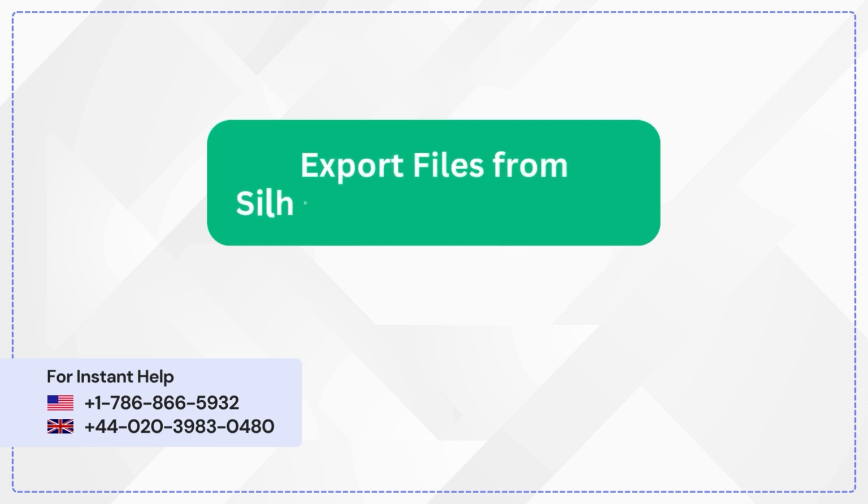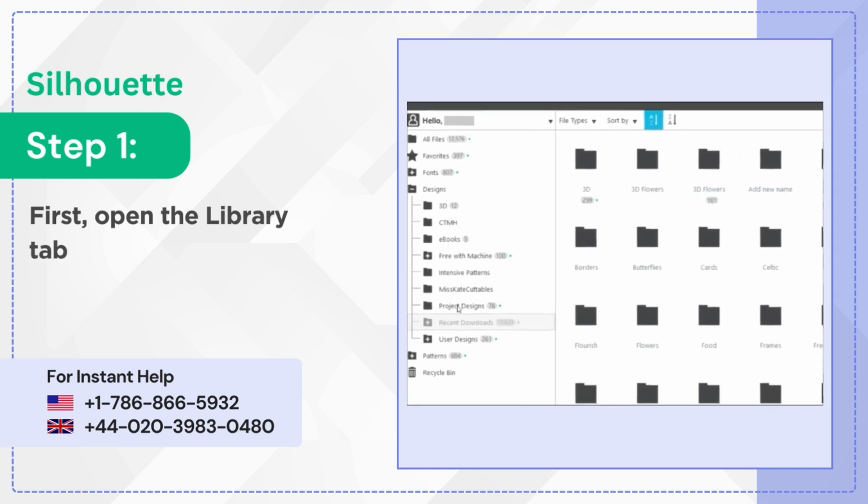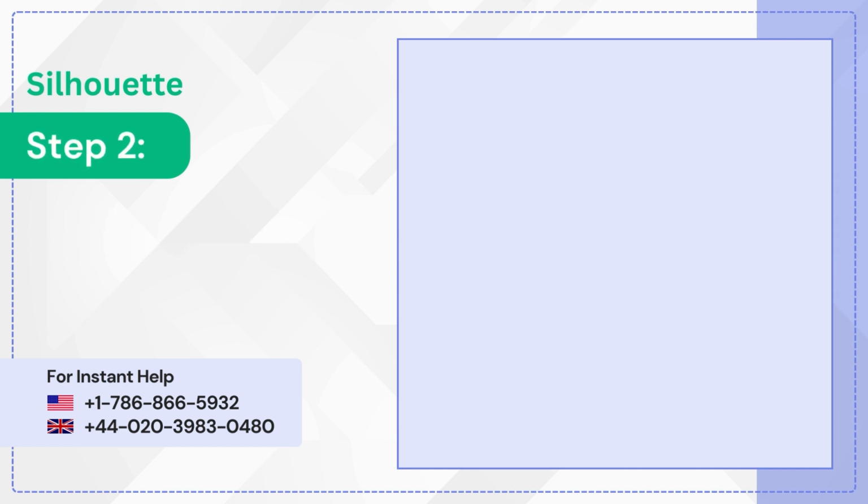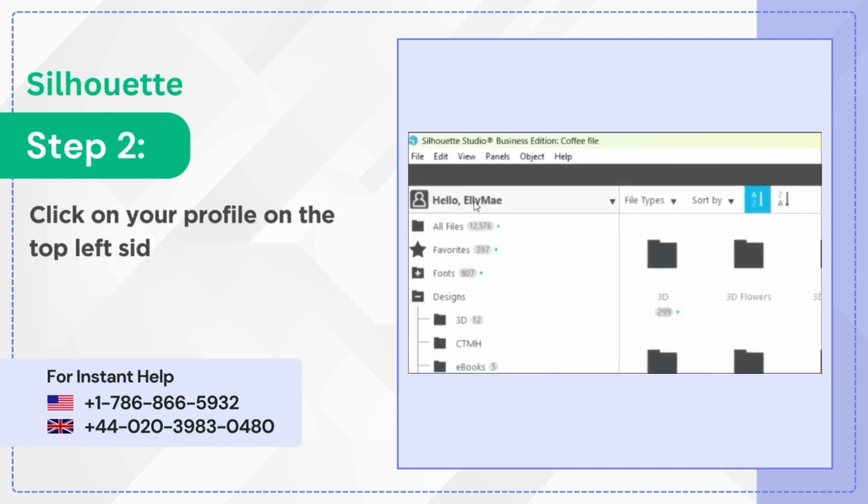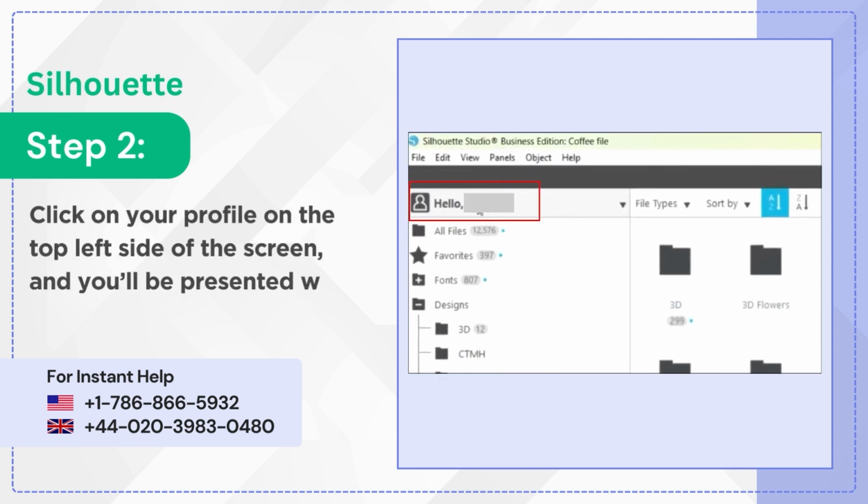Export files from Silhouette Studio library. Step 1. First, open the Library tab in Silhouette Studio. Step 2. Click on your profile on the top left side of the screen and you'll be presented with a list of options.